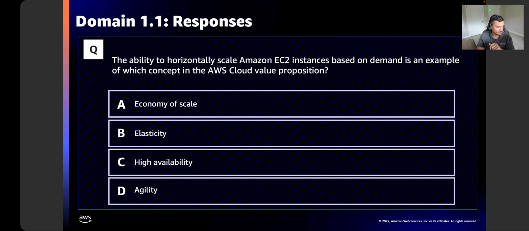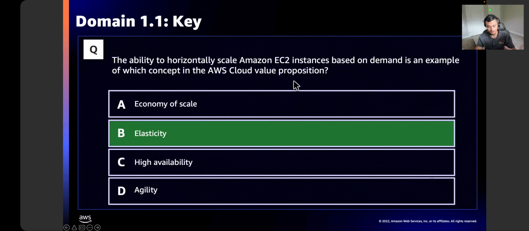Okay, we're getting a couple of responses. Very good, right? So I think we're mainly stuck between B and C, right? That's mainly what I'm seeing here, between elasticity and high availability, right? So very good for those that said the answer was B, elasticity, right? So that is the value proposition that we're talking about.